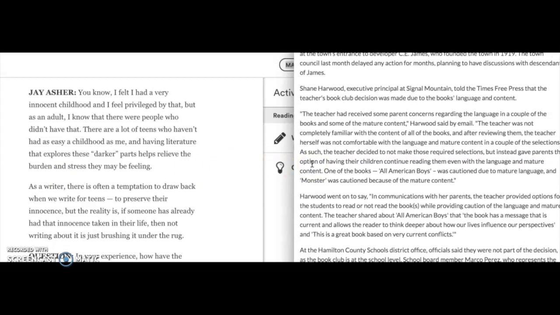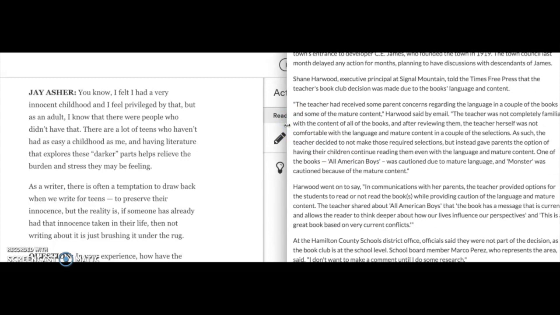Compare that with this quote. "The teacher had received some parent concerns regarding the language in a couple of the books and some of the mature content," Harwood said by email. "The teacher was not completely familiar with the contents of all the books, and after reviewing them, the teacher herself was not comfortable with the language and the mature content in a couple of the selections. As such, the teacher decided not to make those required selections, but instead give parents the option of having their children continue reading them even with the language and mature content. One of the books, All American Boys, was cautioned due to mature language, and Monster was cautioned because of the mature content."